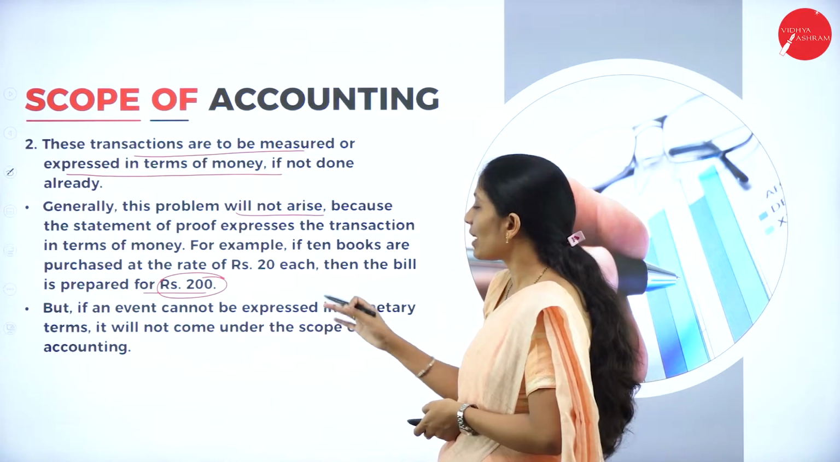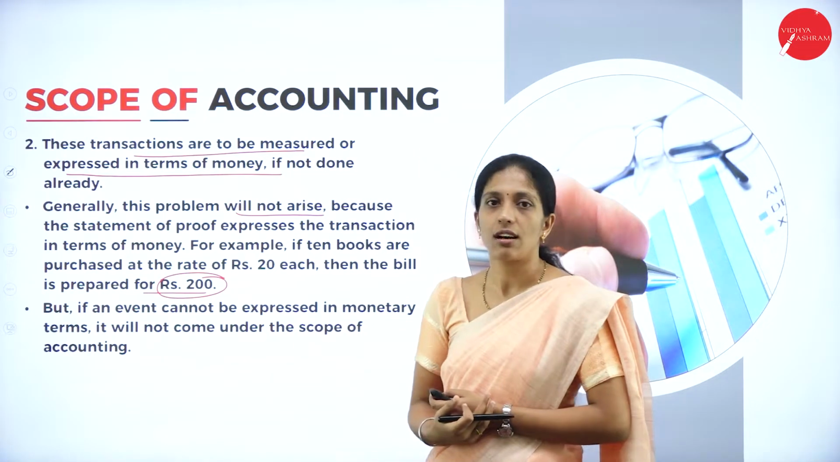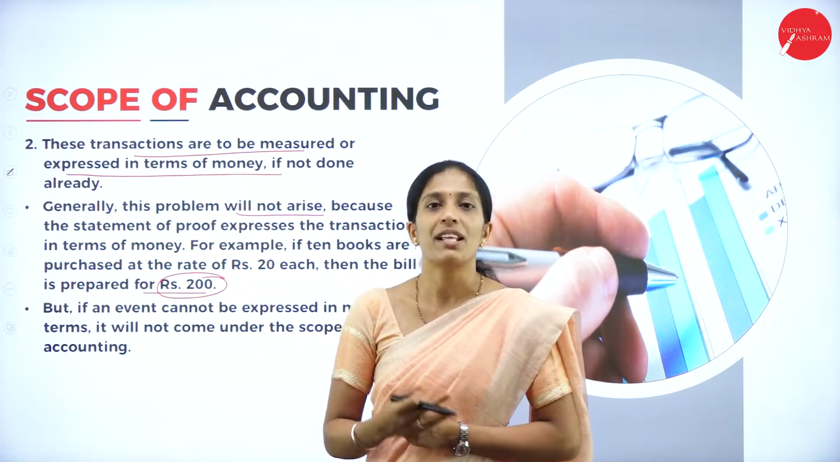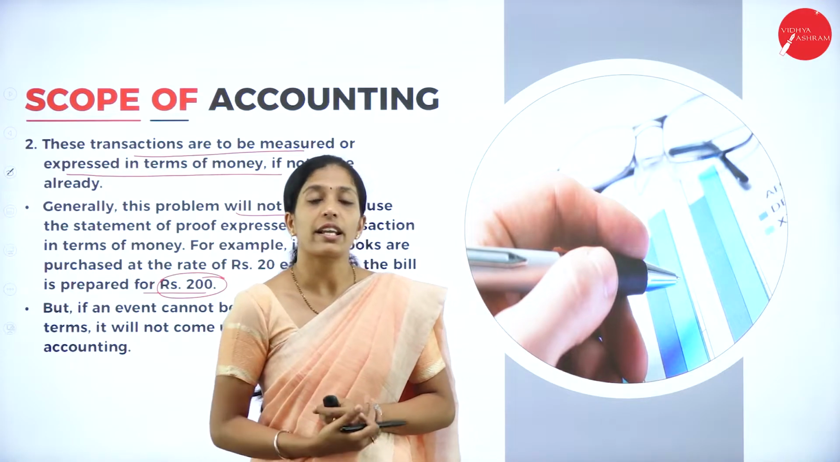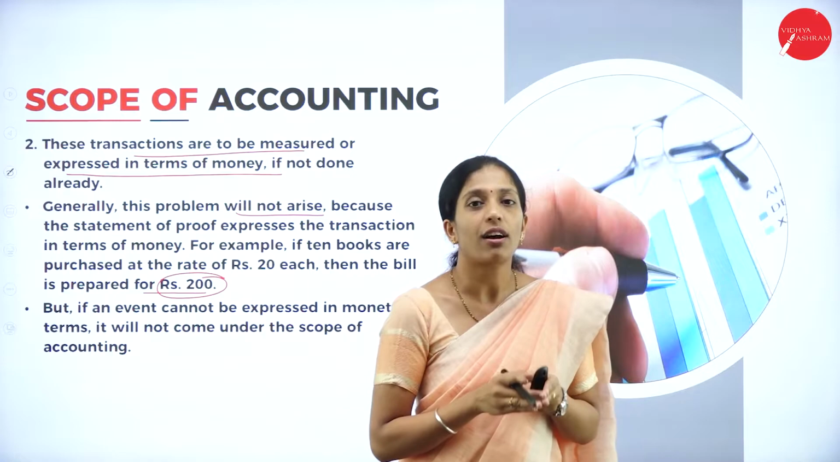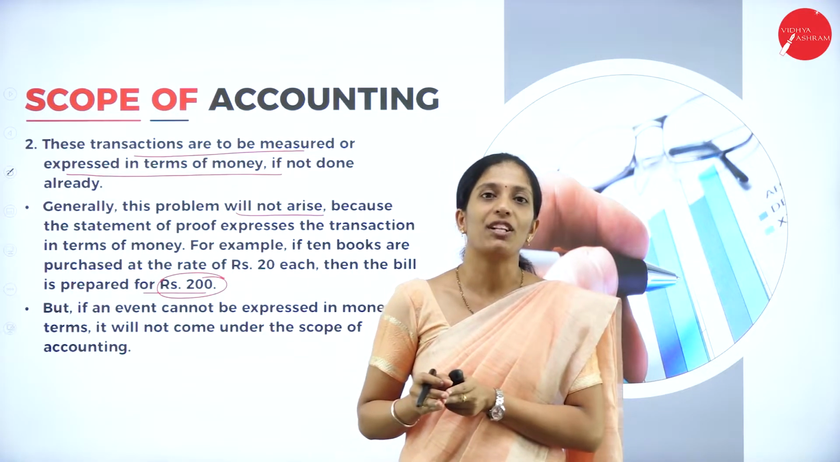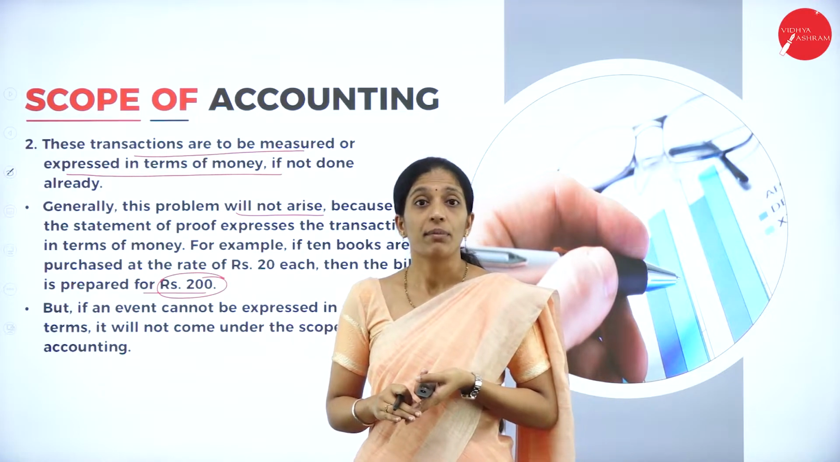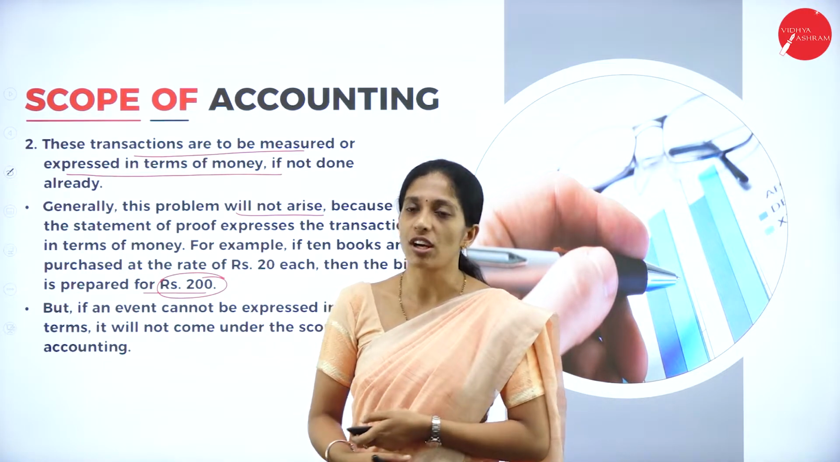But if an event cannot be expressed in monetary terms, it cannot be recorded in the books of account. So the best example is the resignation of an efficient employee. Even though the resignation of an employee affects the profitability of the business, we cannot record such a transaction because it is not measured in terms of money.